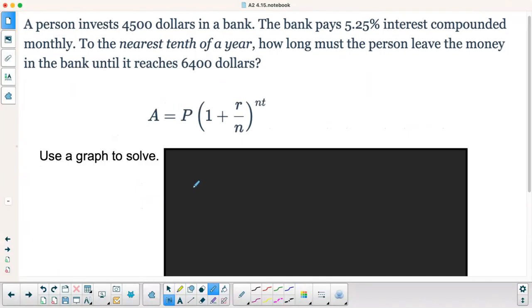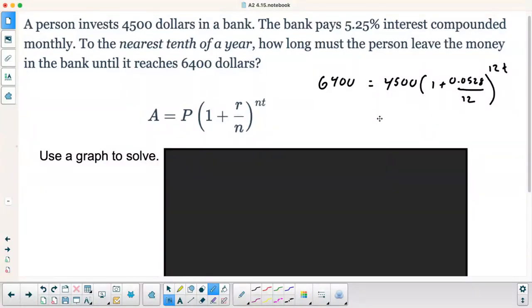Here's another one. A person invests $4,500 in a bank. The bank pays 5.25% interest compounded monthly. To the nearest tenth of a year, how long must the person leave the money in the bank until it reaches $6,400? So 6,400 is what it equals. We start out with 4,500 times 1 plus my rate, so my rate is 0.0525 divided by n. N is how many times it's compounded, so I put that over 12. And that's to the 12t.